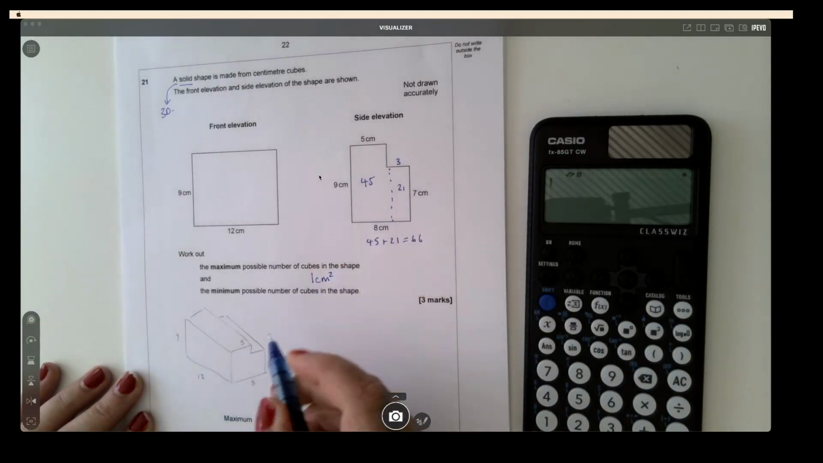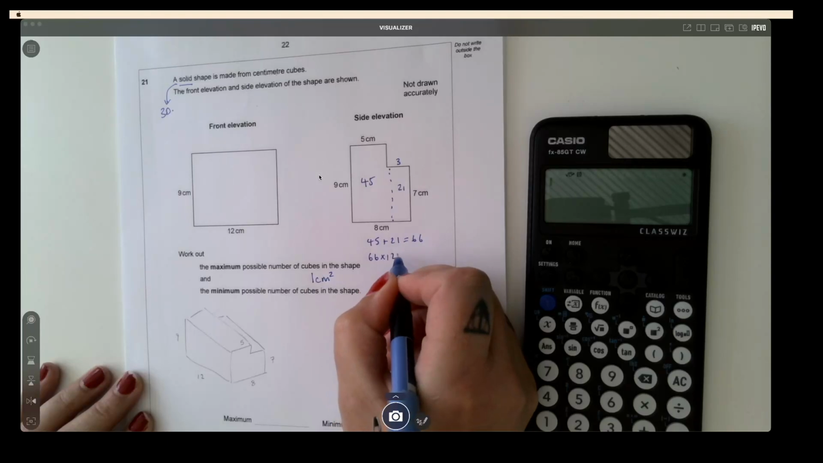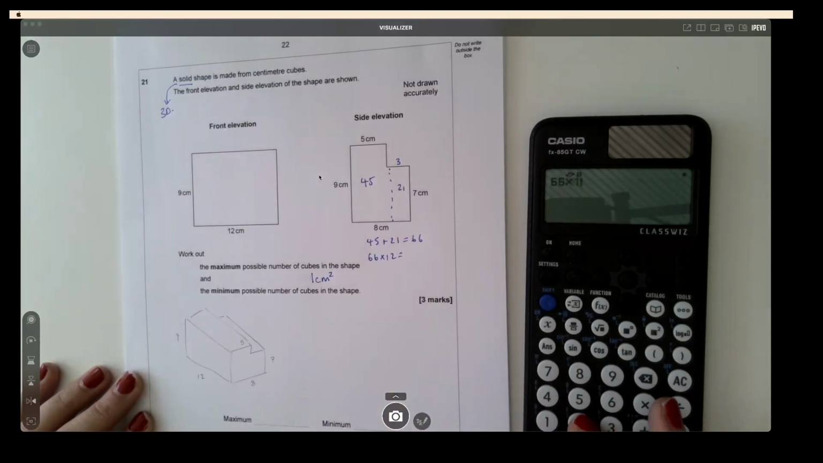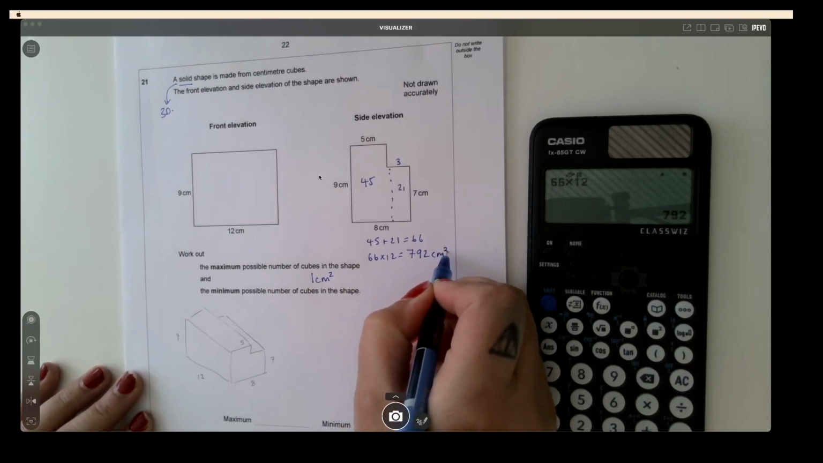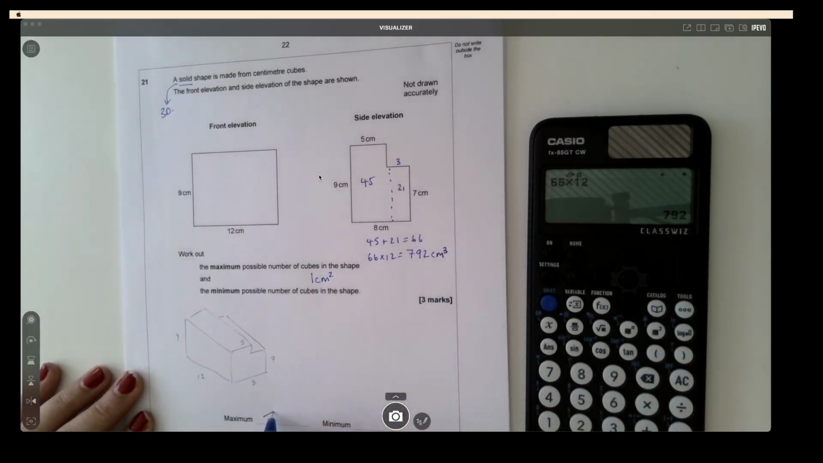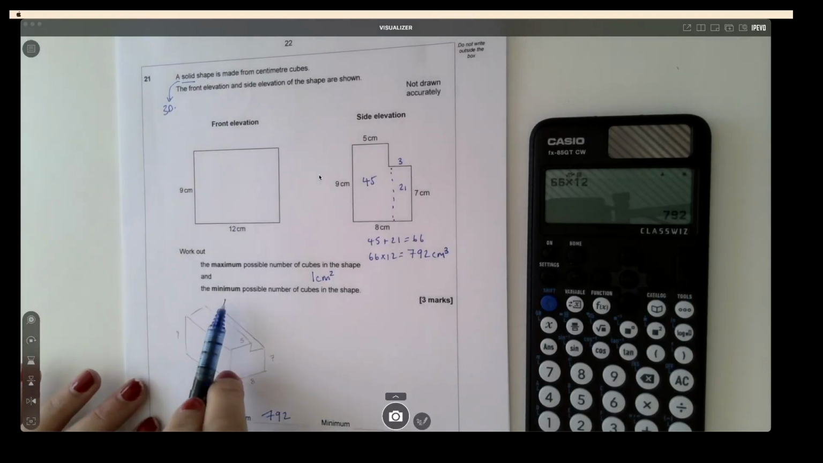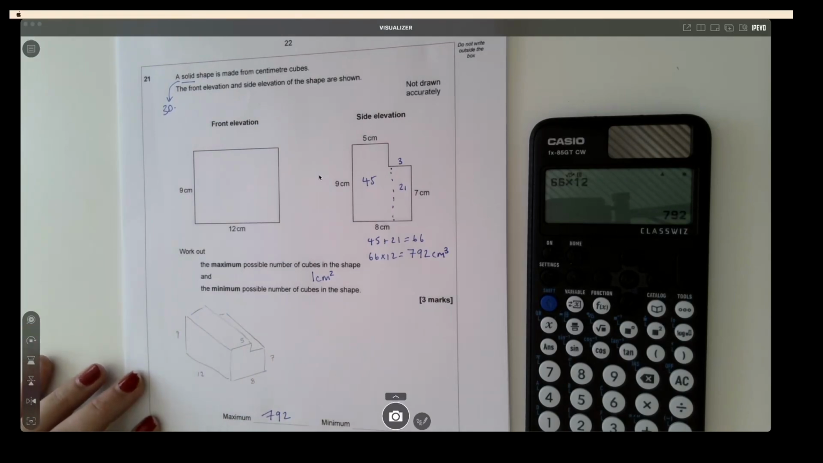And then I'm going to multiply it by 12. So 66 multiplied by 12. So the volume is 792 centimetres cubed. So there's 792 cubes inside that shape maximum. The next thing is the minimum possible number of cubes. So this one is slightly trickier.